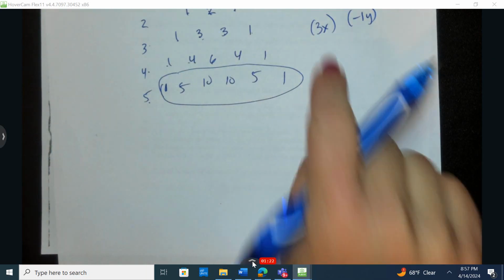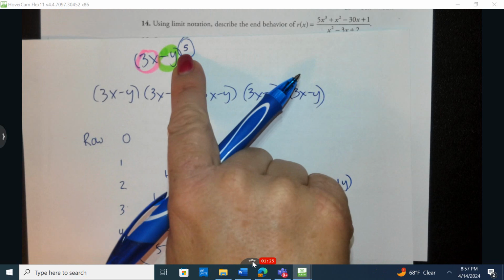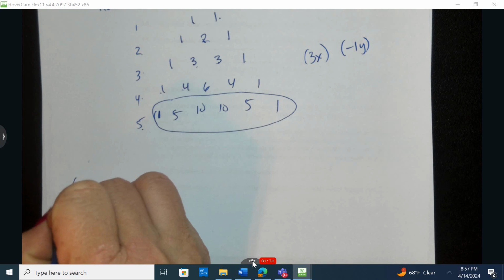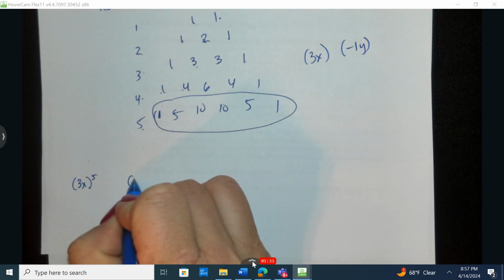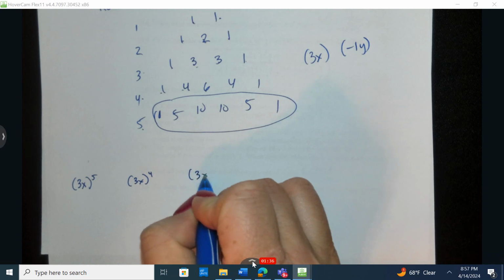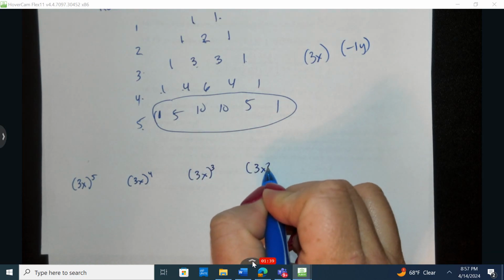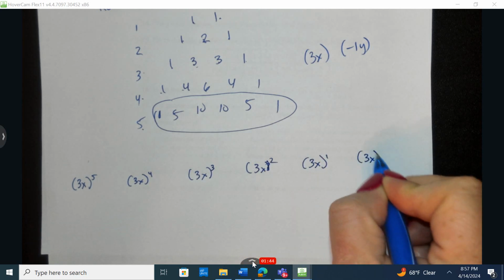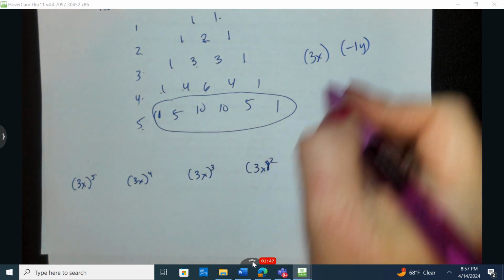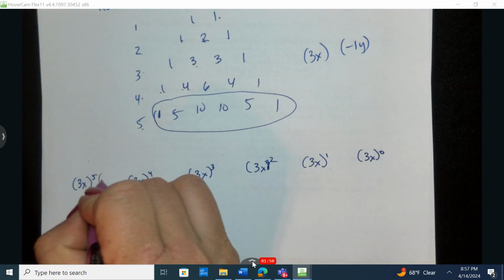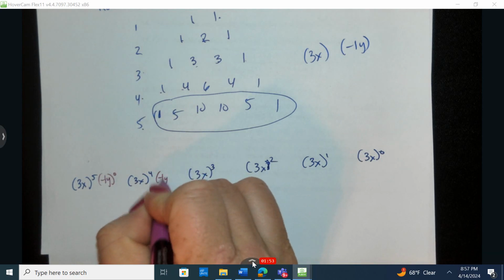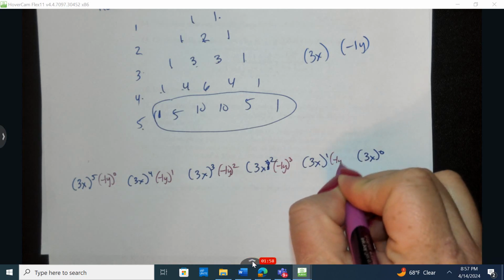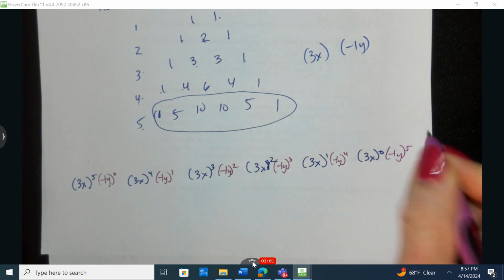Alright, so I'm going to start with my front term, and I'm going to go 5 all the way down to 0. The front term always starts with the exponent you were provided. So I'm going to write this down. We have 3x to the 5th, 3x to the 4th, 3x to the 3rd, sorry, 3x to the 2nd, 3x to the 1st, and 3x to the 0. Then I'm going to take the second term, and I'm going to reverse the order. So to the 0, 1st, 2nd, 3rd, 4th, and 5th.